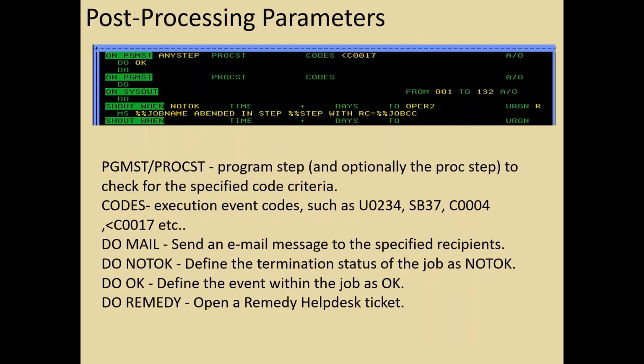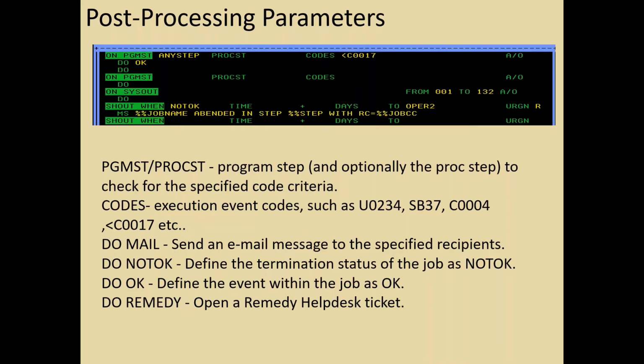Still, post-processing parameters are there. Next is your PGMST or PROC-ST: program steps, and optionally the proc steps, to check for a specified code criteria. That is, in a job there will be some proc steps and there will be job steps or program steps. Which step to check for the condition code, that we can control here.